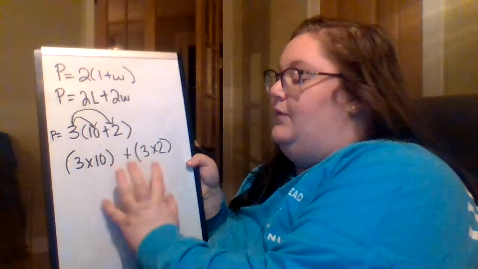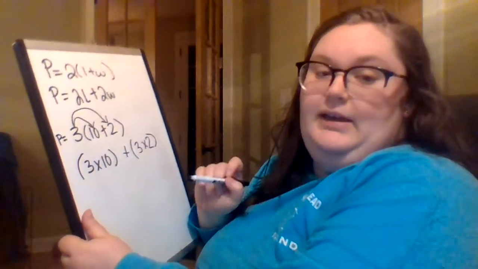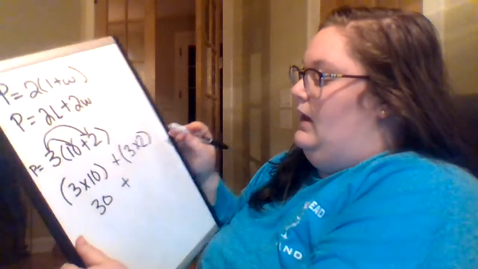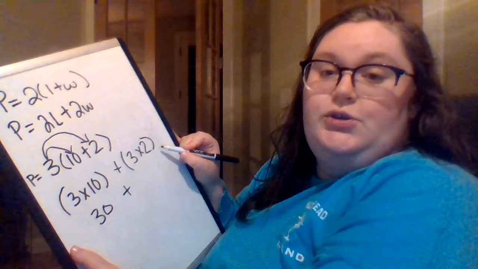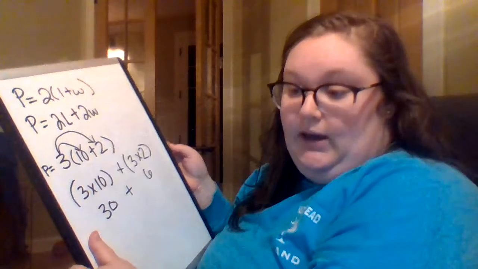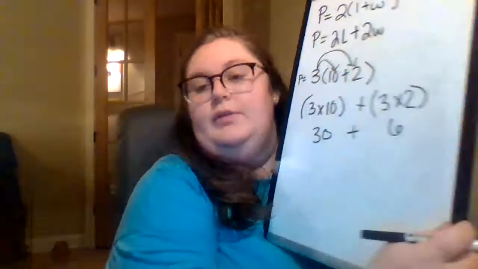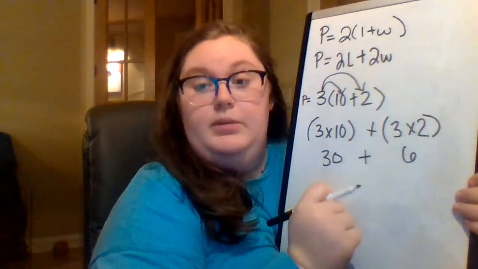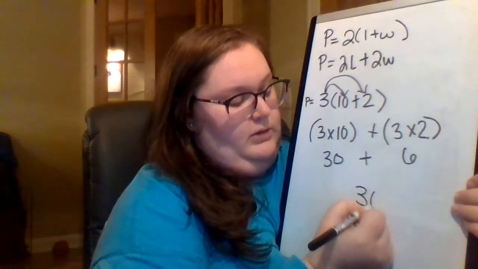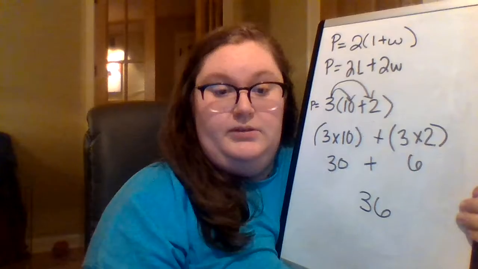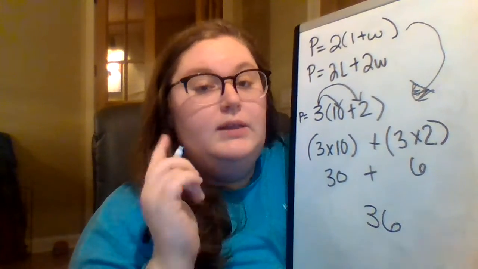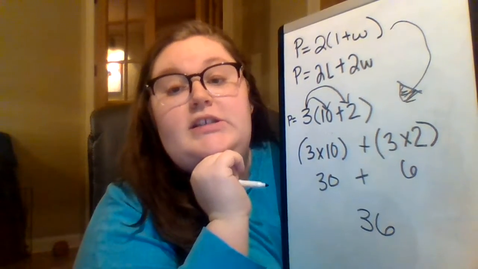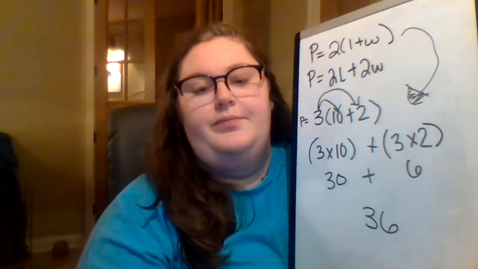So when I fill these out, my 3 times 10 is 30. And my 3 times 2 is 6. Okay? So when I do this, now I just need to add 30 plus 6, which is 36. So let's double check and let's do it this way to see if we still get the same answer.